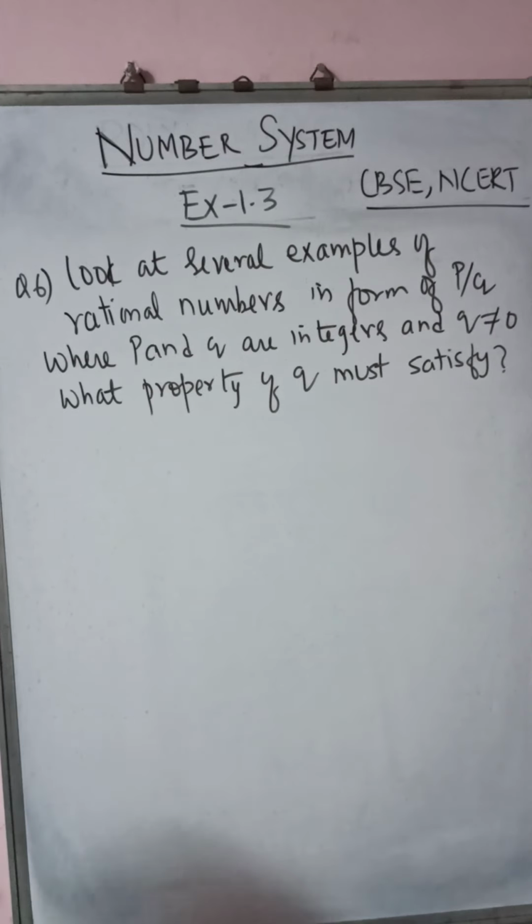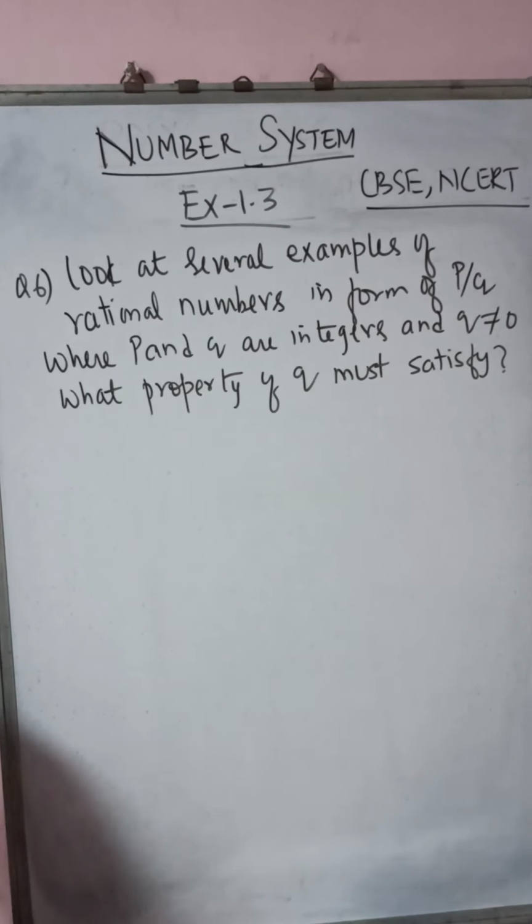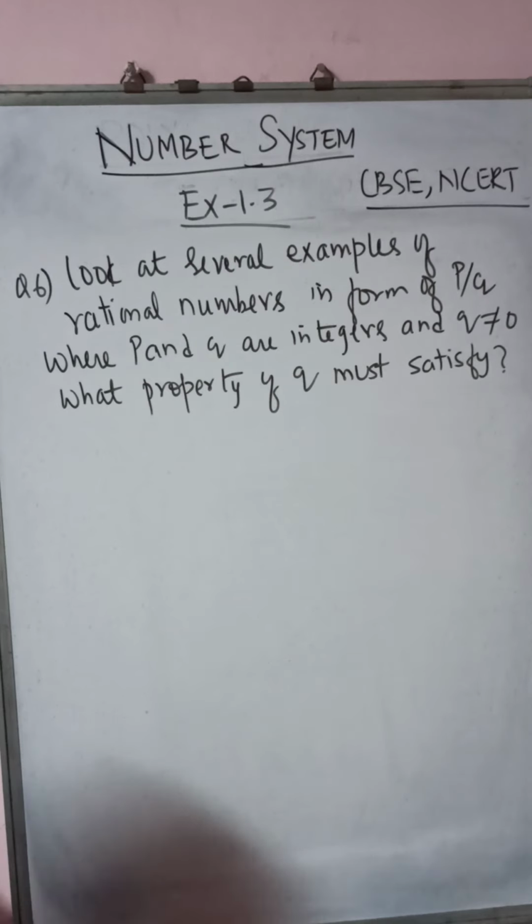Question number 6. Look at several examples of rational numbers in the form of p by q, where p and q are integers and q is not equal to 0. What property must q satisfy? It means you have to look at several examples of rational numbers in the form of p by q, where p and q are integers with no common factor other than 1.